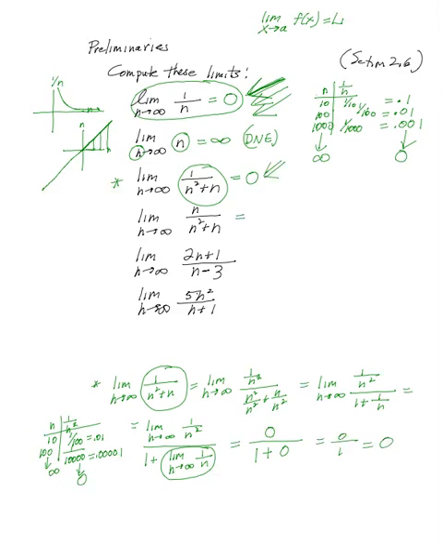Okay. How about this one? Limit as n approaches infinity, n over n squared plus n. Now this one might require a little bit of work like we did at the bottom. Let's divide top and bottom by the highest power in the expression, and that's n squared.